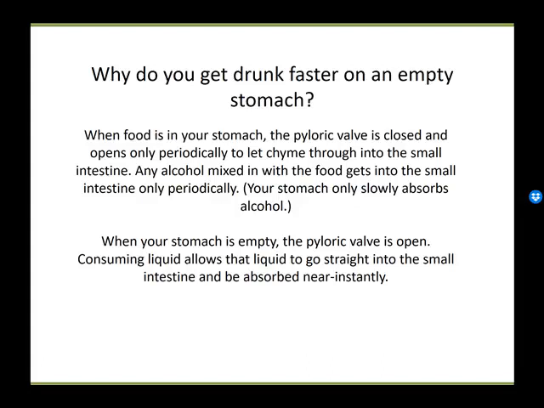And this right here, this is just fun. Why do you get drunk faster on an empty stomach? Those of you guys who had to get your bartender's license, you know this. In fact, you probably had to learn all about the pyloric valve and whatnot. So again, not required, but just cool.